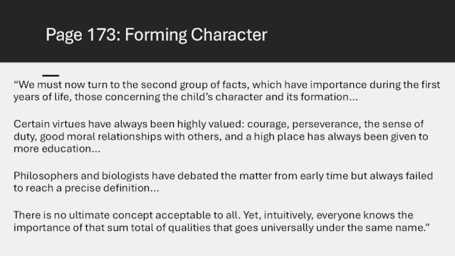So on page 173, Montessori starts by saying, "We must now turn to the second group of facts, which have importance during the first years of life, those concerning the child's character and its formation. Certain virtues have always been highly valued: courage, perseverance, the sense of duty, good moral relationships with others, and a high place has always been given to moral education. Philosophers and biologists have debated the matter from early times, but always failed to reach a precise definition. There is no ultimate concept acceptable to all. Yet intuitively, everyone knows the importance of that sum total of qualities that goes universally under the same name."